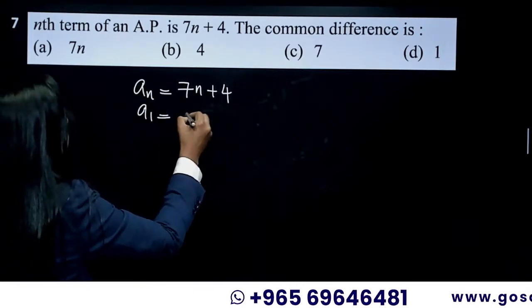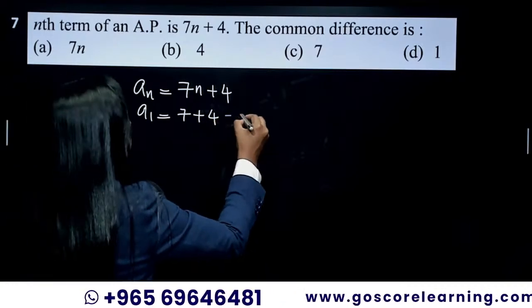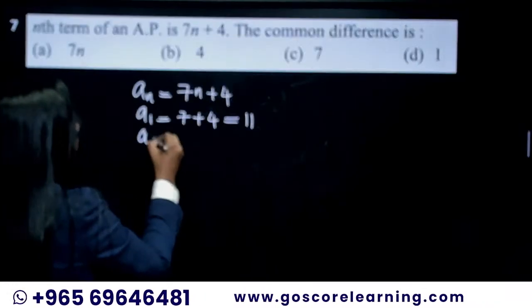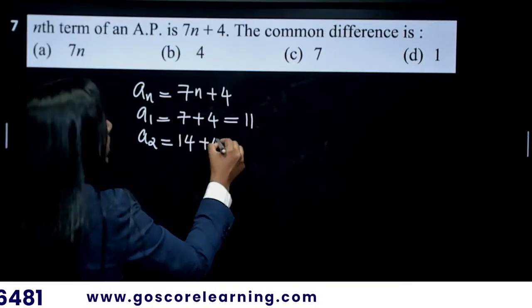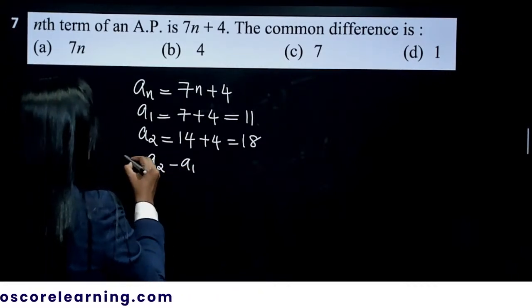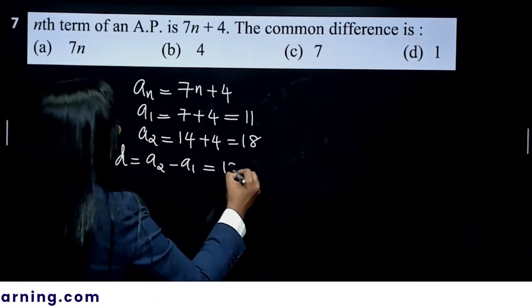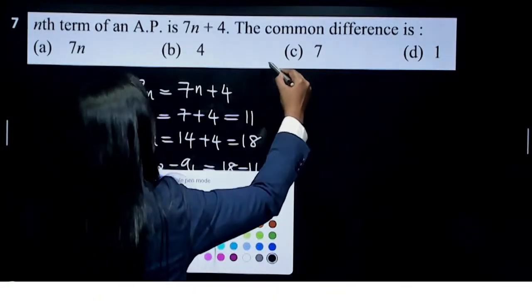So what is a1? 7 plus 4. 7 into 1 is 7 plus 4. So which is going to be 11. What is going to be a2? 7 into 2, that is 14 plus 4, which is going to be 18. So a2 minus a1 will be the common difference. That is equal to 18 minus 11, which is equal to 7. So which is the correct answer? 7 is the correct answer.